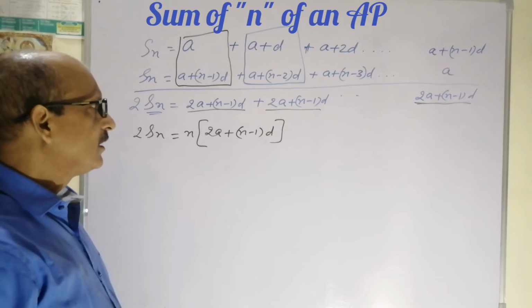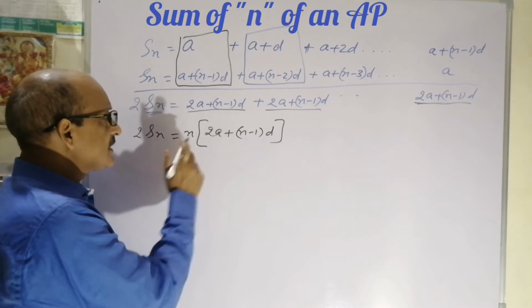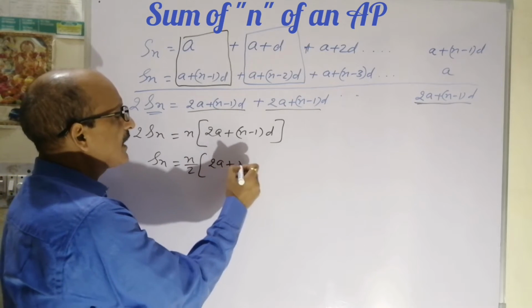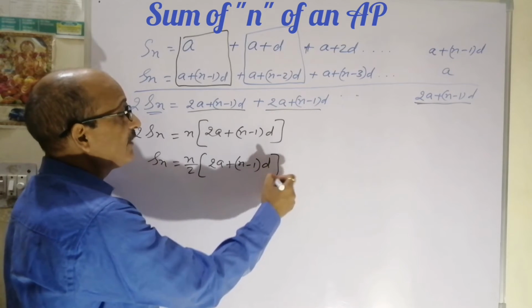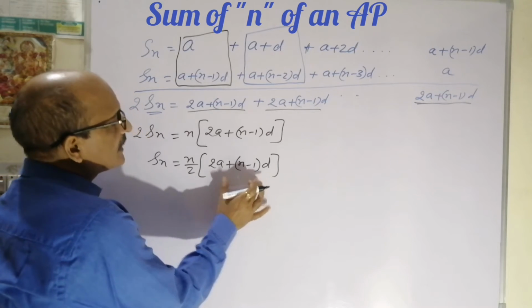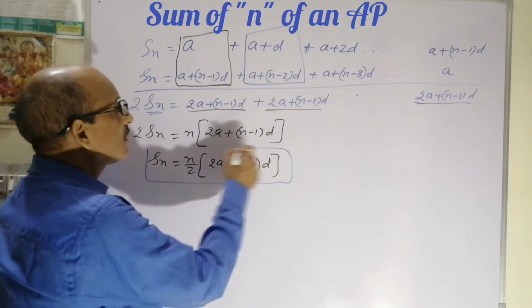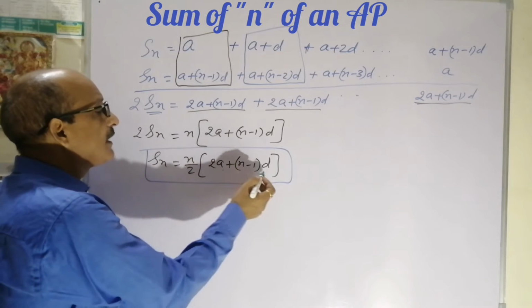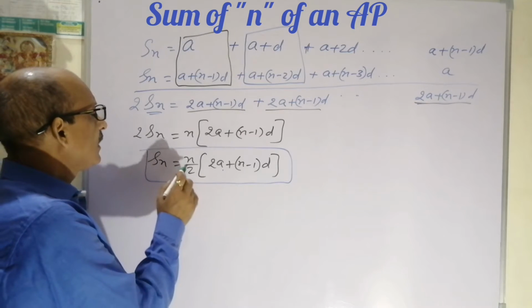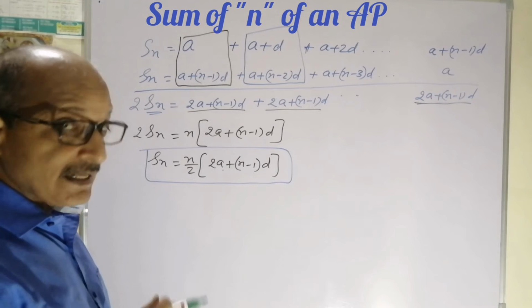Now when 2 is moved from the left hand side to the right hand side, Sn will become n by 2 into 2a plus n minus 1 into D. That's all for this derivation, but it can be further extended. We use this formula when n, a, D are available and Sn is required, or when any one of the variables Sn, n, a and D is unknown, so we can apply this formula.